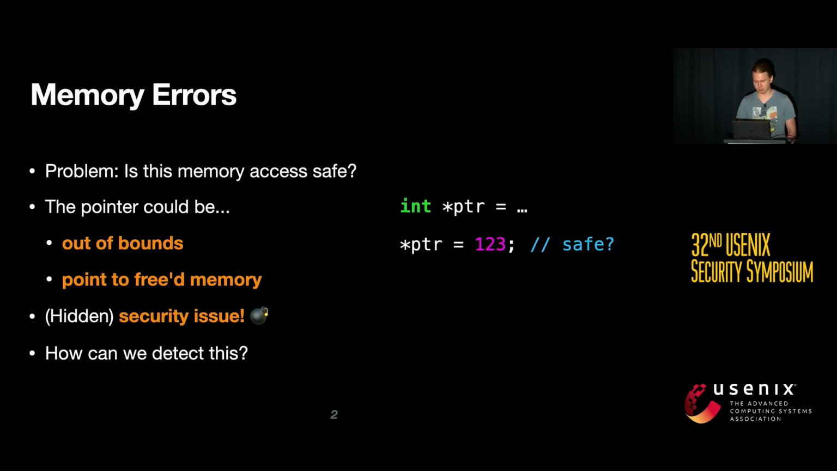The pointer could be pointing out of bounds, so it's beyond the original buffer it was pointing to. It could point to freed memory. In either of these cases, we probably have a bug in the application, and we maybe even have a security issue because we just silently overwrite random memory. And memory error detection is turning these silent failures into actual errors.